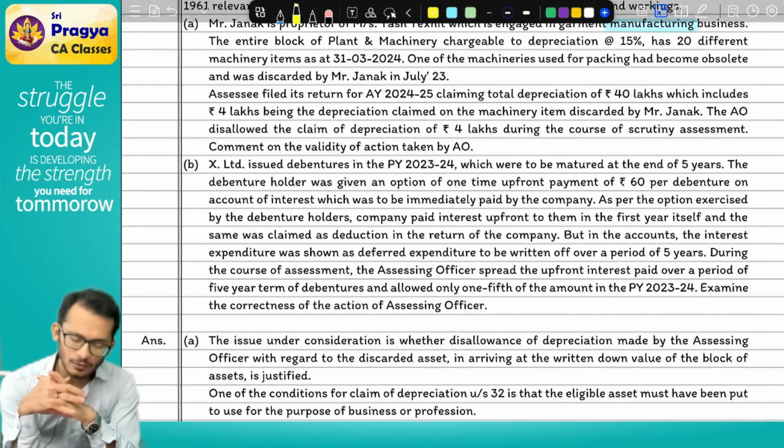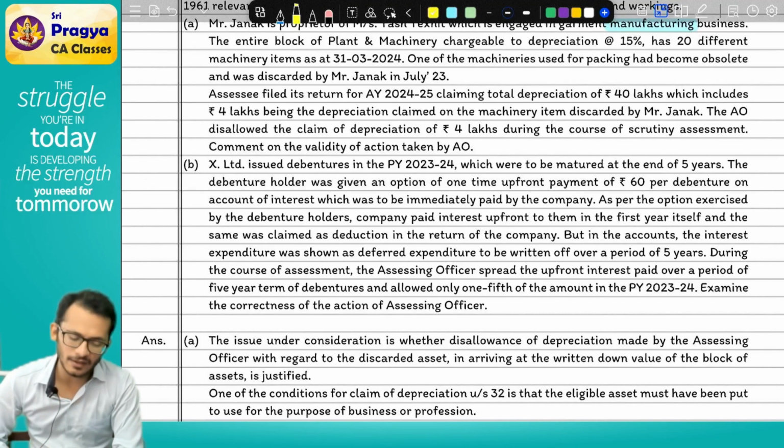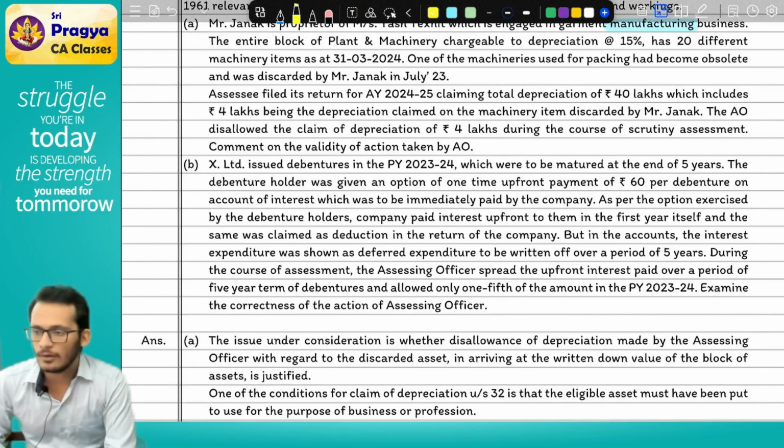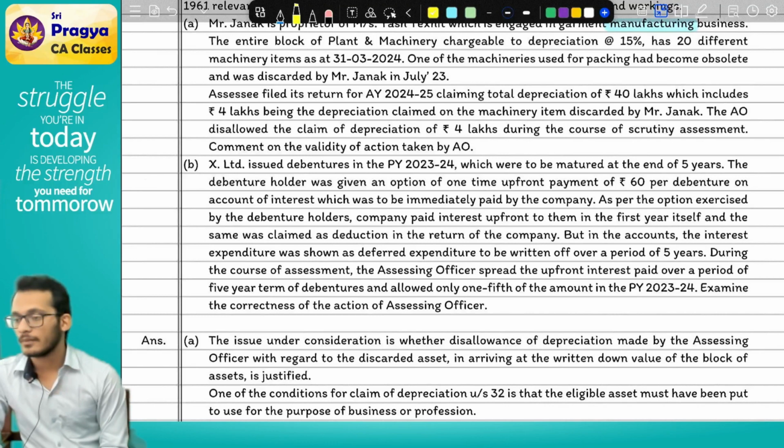During the course of assessment, the assessing officer decided to spread the upfront interest over the period of 5 years of the debenture and only allowed 1/5 of the payment, same as accounts. You are required to examine the correctness of the assessing officer.